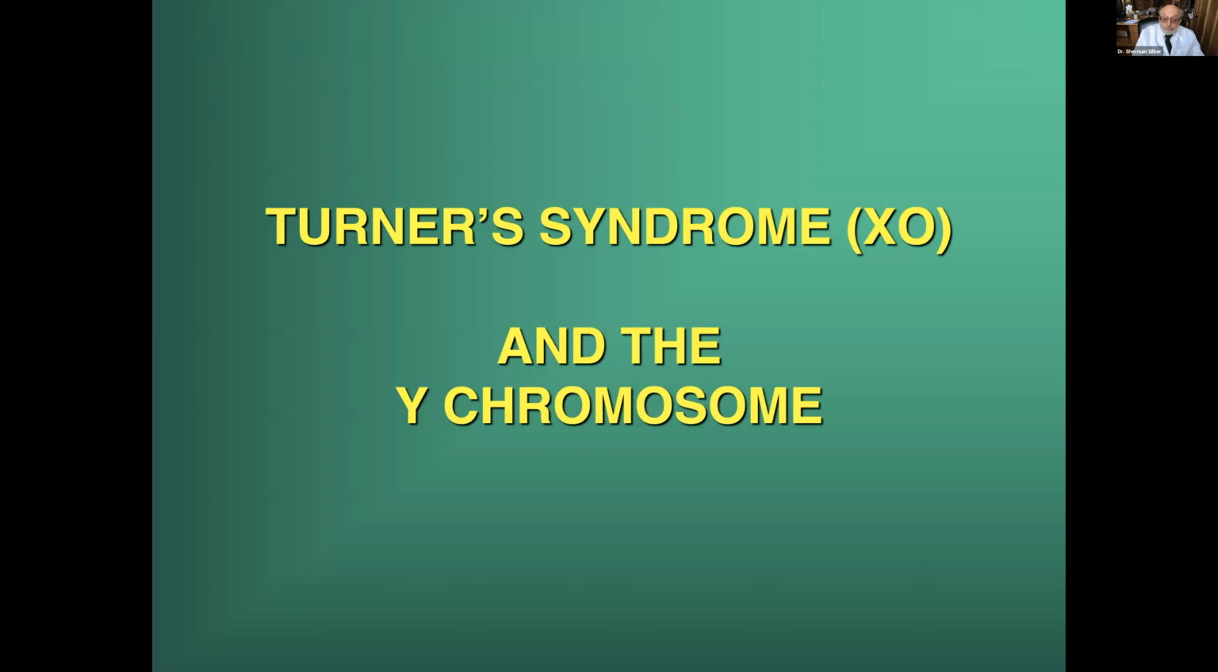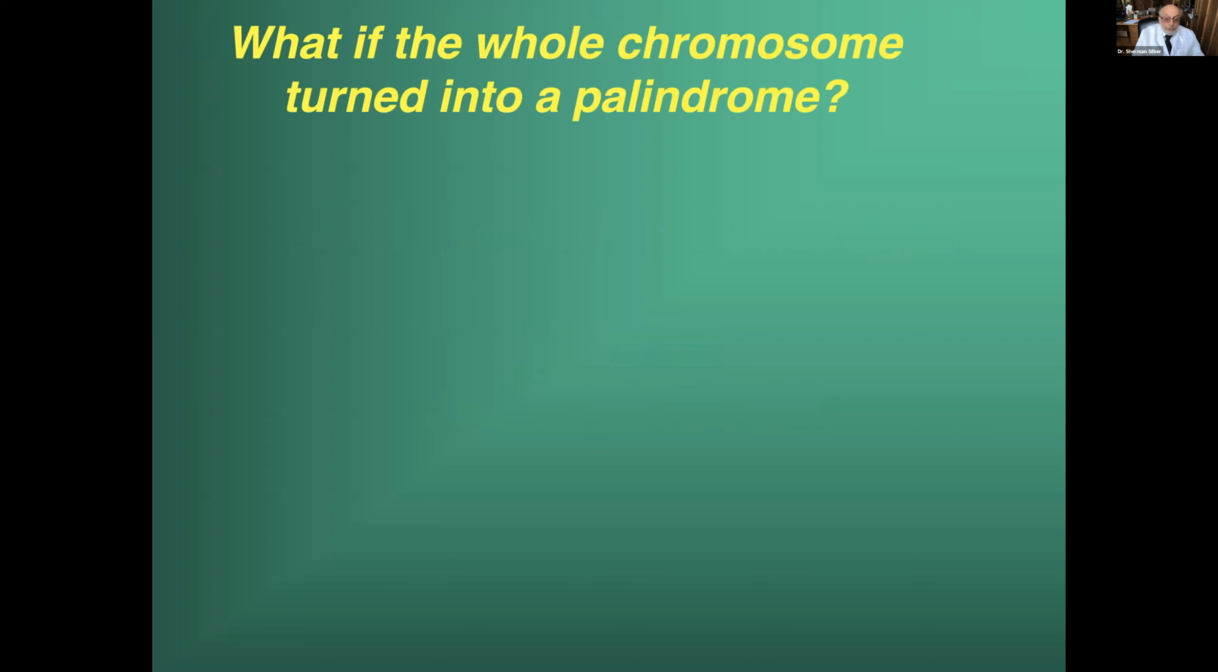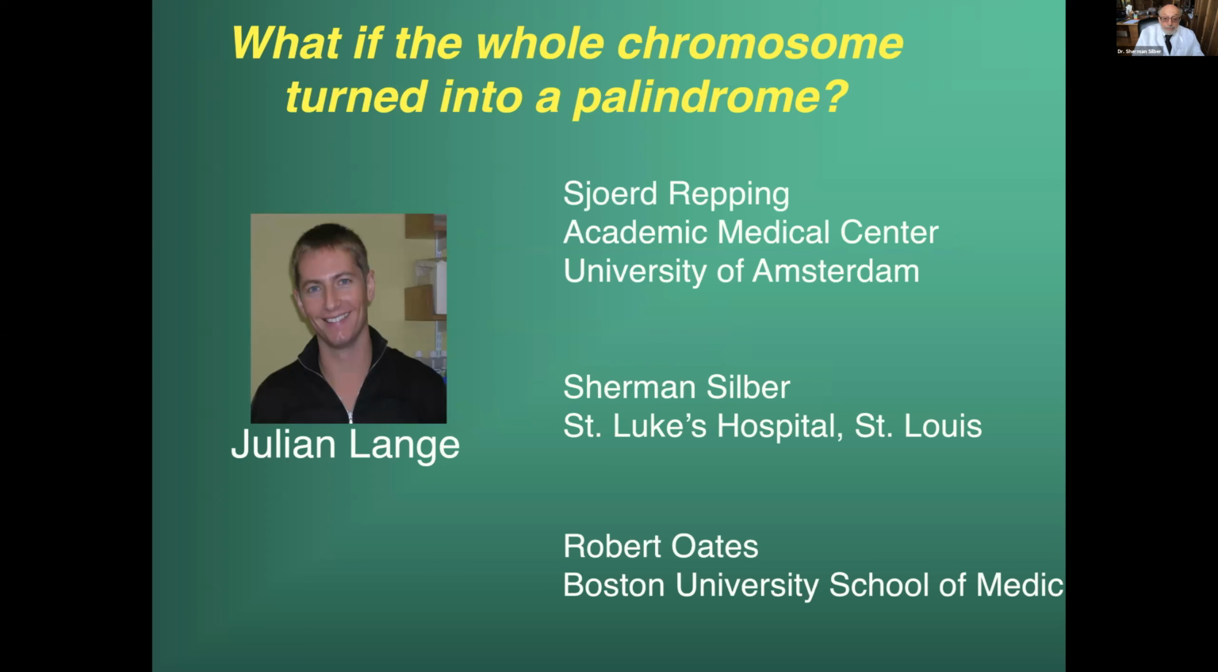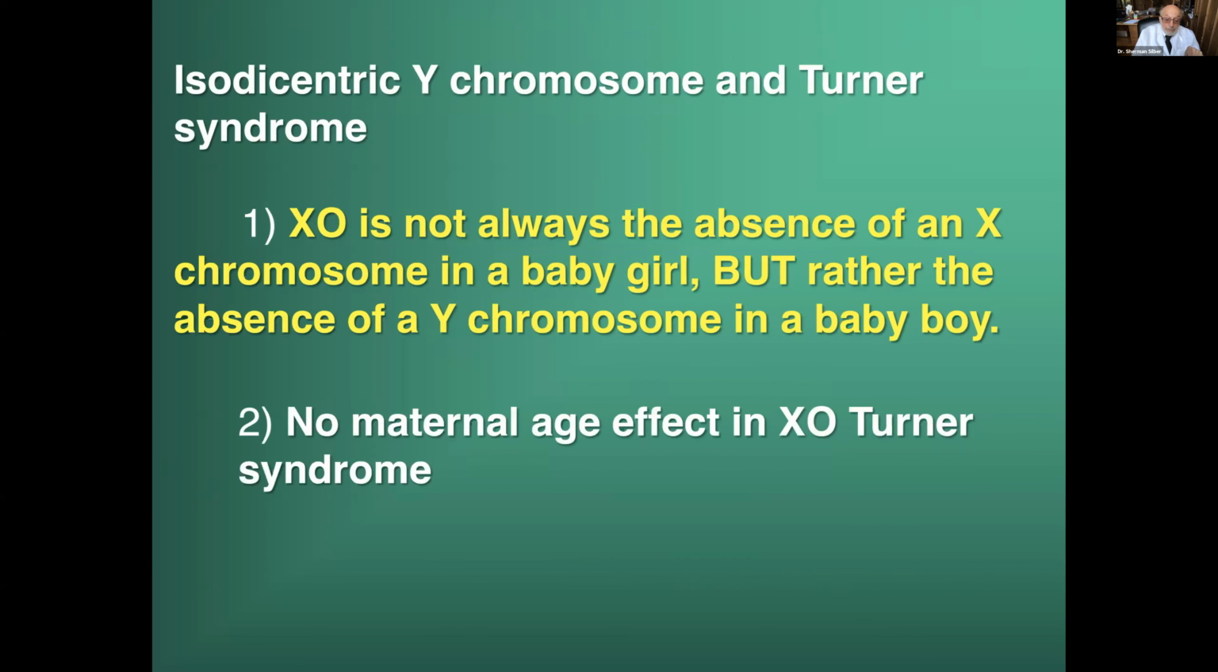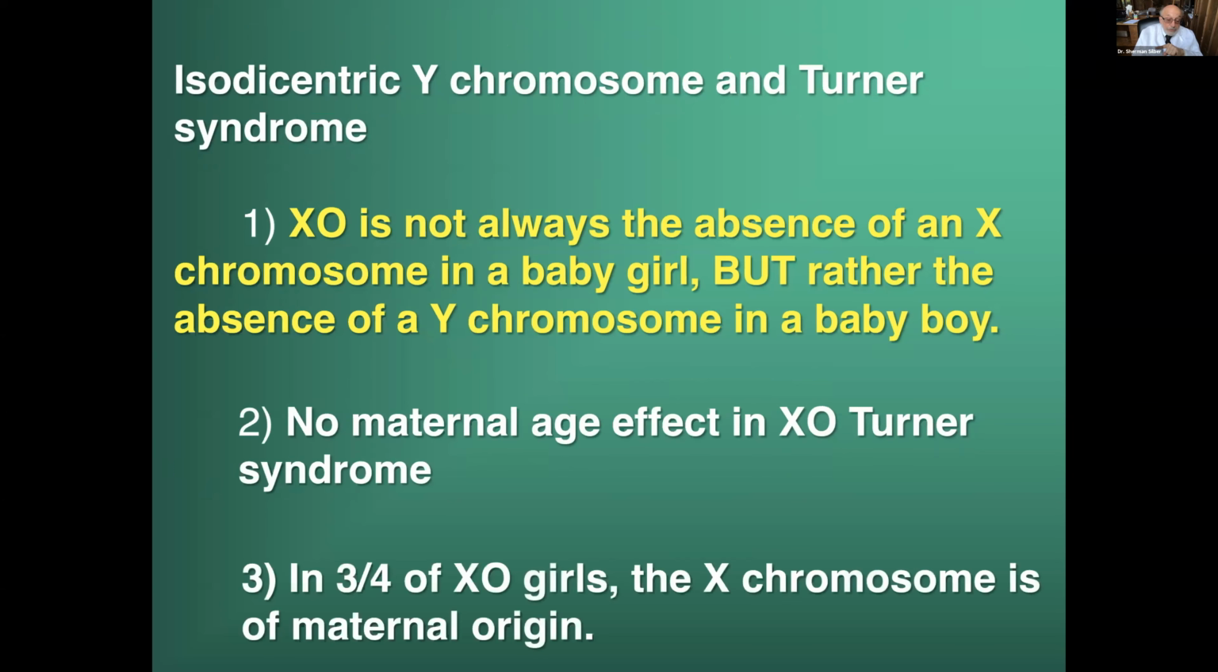Turner syndrome is fascinating. I won't go into it in detail, but what if the whole chromosome turned into a palindrome? Well, then what you wind up having is that XO is not always the absence of an X chromosome in a baby girl, but rather the absence of a Y chromosome in a baby boy. There's no maternal age effect in XO Turner syndrome. And in 3/4 of XO girls, the X chromosome is of maternal origin.